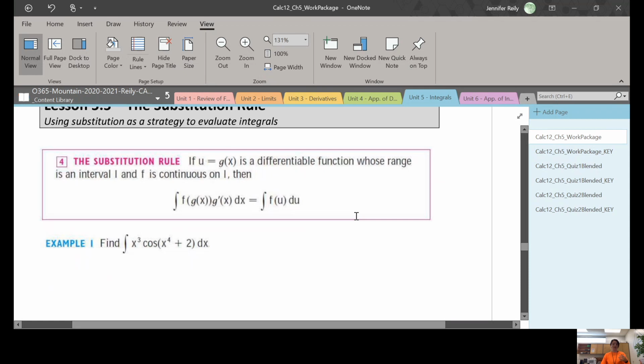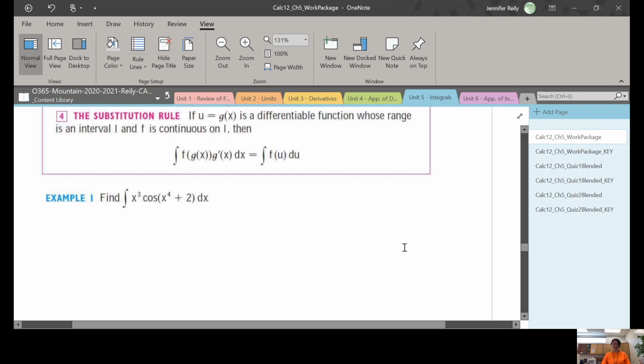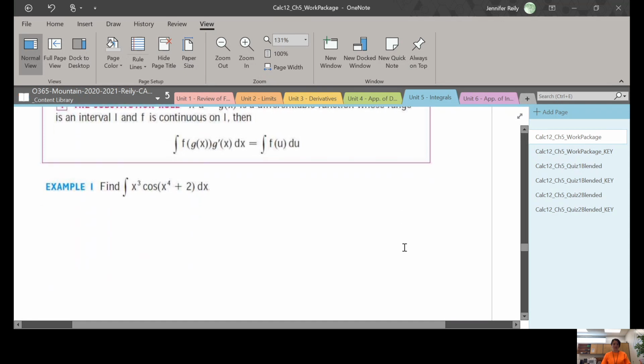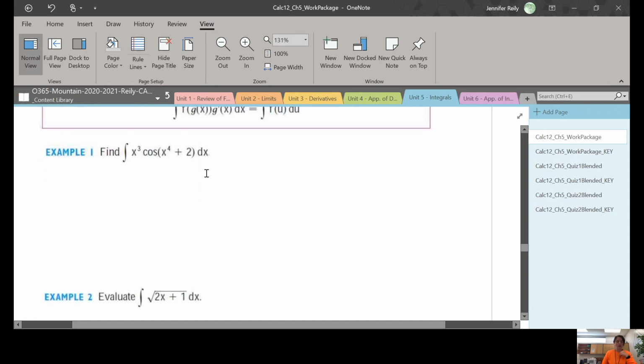If you're interested, I think it's much easier if we just do some examples to show how to do substitution. So let's look at example 1. We have x cubed multiplied with cos of x to the power 4 plus 2. So far we've learned a lot of antiderivatives, but we haven't done any antiderivatives of functions that are composed of other functions. What I mean is that inside the cos function, we have another one, which is x to the power 4 plus 2. So far, we would have just done an antiderivative of cos x.